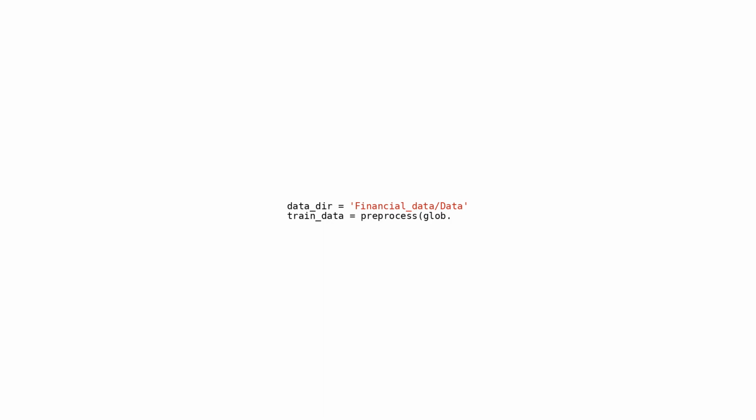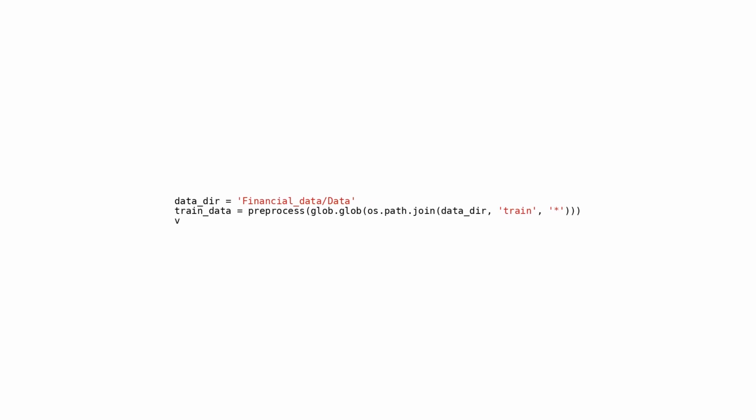The glob function retrieves file paths matching a specified pattern. It returns a list of file paths for files in the train, val, and test directories within the base directory. 3. The path join function constructs full file paths by combining the base directory with specific subdirectories: train, val, test.